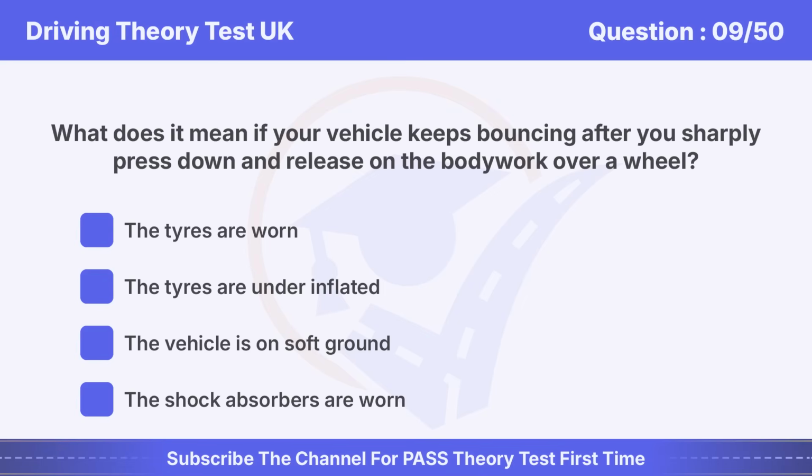Question 9. What does it mean if your vehicle keeps bouncing after you sharply press down and release on the bodywork over a wheel? Option A. The tires are worn. B. The tires are underinflated. C. The vehicle is on soft ground. D. The shock absorbers are worn.